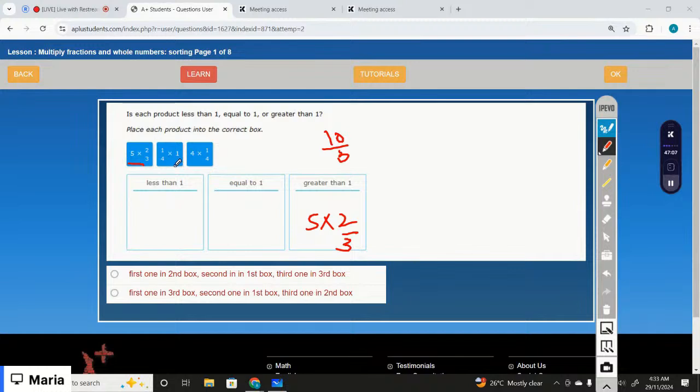1 by 4 times 1 is 1 over 4. So 1 over 4 is less than 1. And 4 times 1 by 4 is 4 by 4, that is 1. So that equals 1, right? First one in third box, second one in first box, and third one in second box. So option number 2 is the correct option.